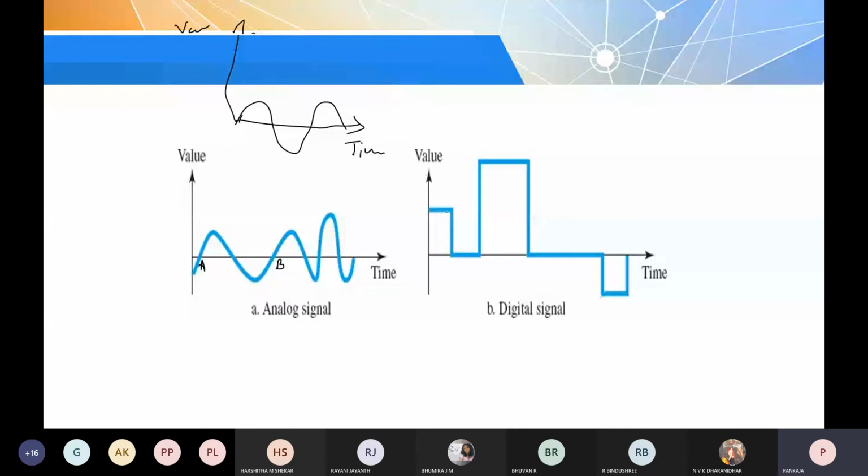Here each level does not necessarily indicate 1, and it's not necessarily 0. There are different types of encoding, so we'll discuss those things later. In case of a digital signal, the value represented is ones or zeros, or it may be just a combination of these things.